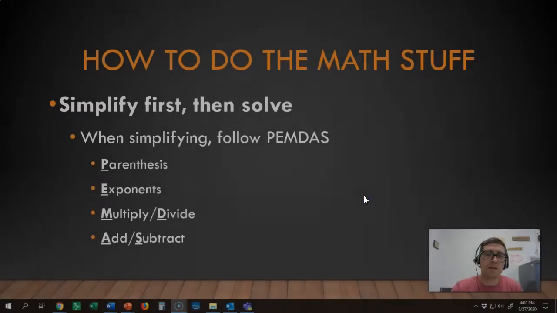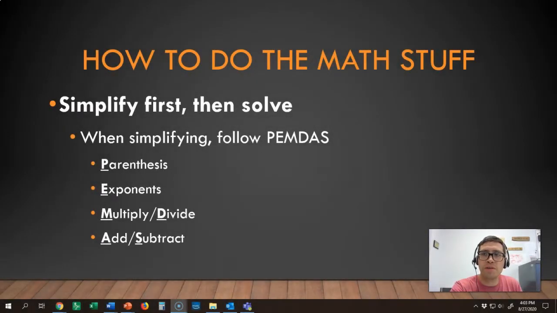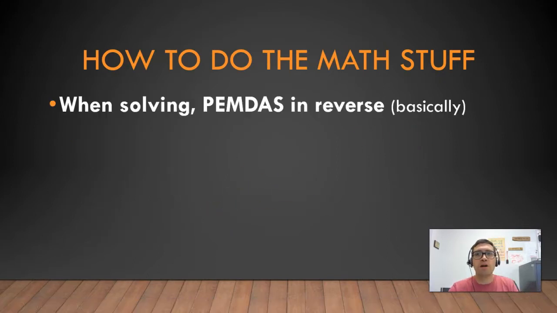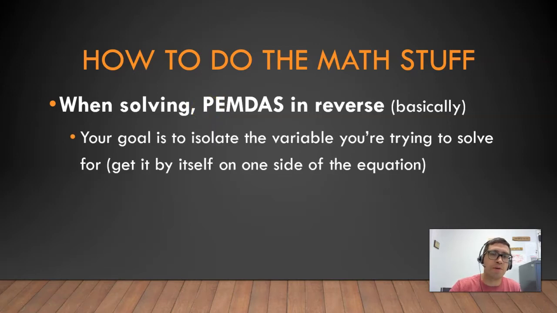All right, so that last video was about simplifying. Once we simplify, the next step in doing the math is we're going to solve. When you're solving, you still use PEMDAS, but basically in reverse. So we'll do the add and subtract first, then the multiply and divide, then exponents and parentheses. You kind of get messed up at this end because we really have to take care of the parentheses first regardless, but you'll see what I mean by that in a minute.